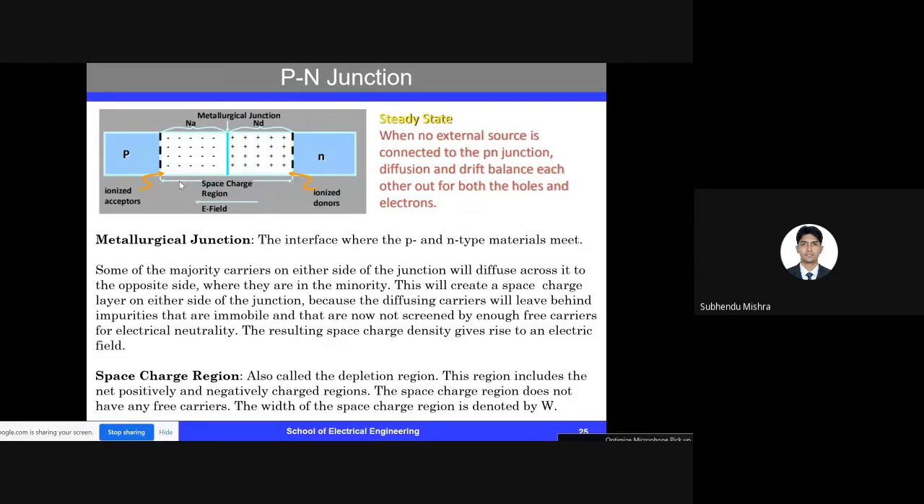This space charge region has ionized acceptors and ionized donors, and because of that there is an electric field induced in this particular space charge region. This is also called the depletion region. This region includes the net positively and the negatively charged region, but this region does not have any free carriers.